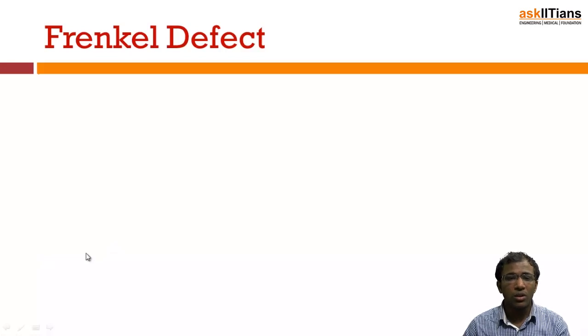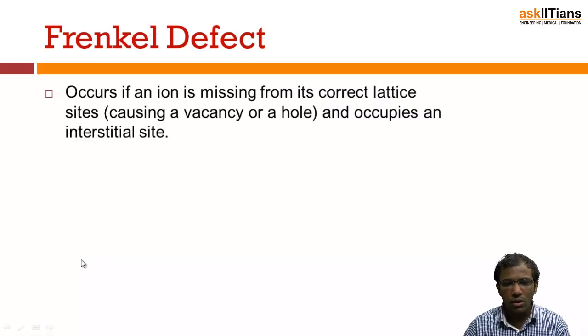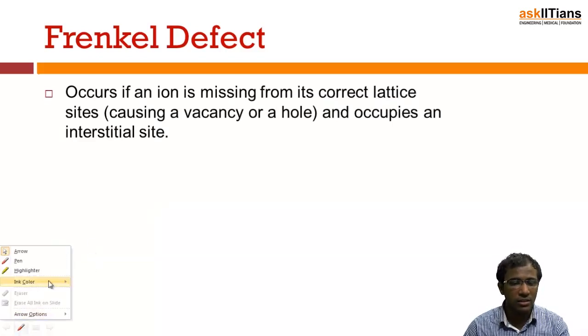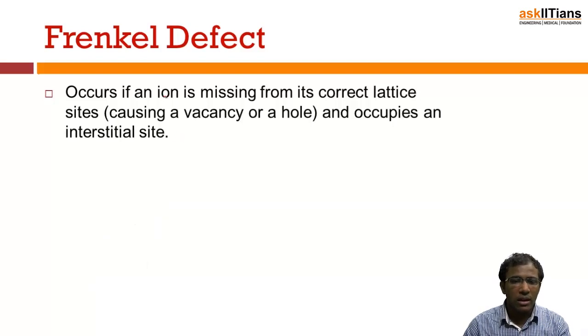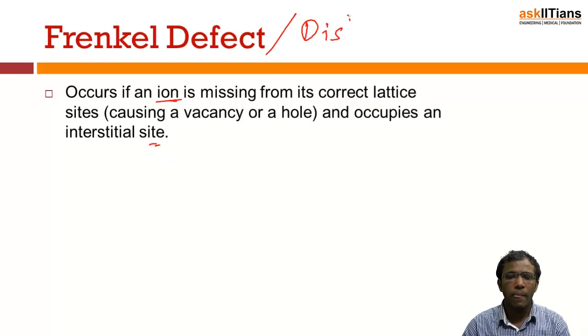It is one of the stoichiometric defects. This defect occurs if an ion is missing from its correct lattice site and is occupying an interstitial site. That means the ion, instead of occupying its own site, goes and stays in some other interstitial site. Such a defect is known as the Frenkel defect, or it is also known as dislocation defect, because the ions are dislocated.